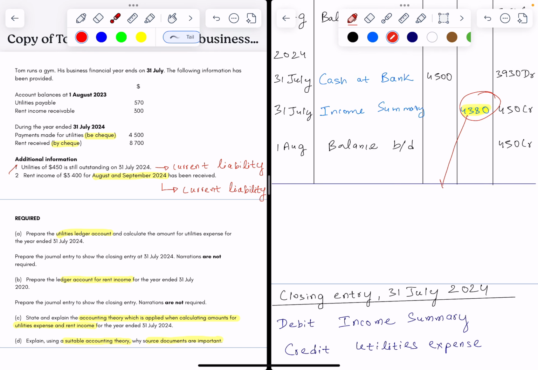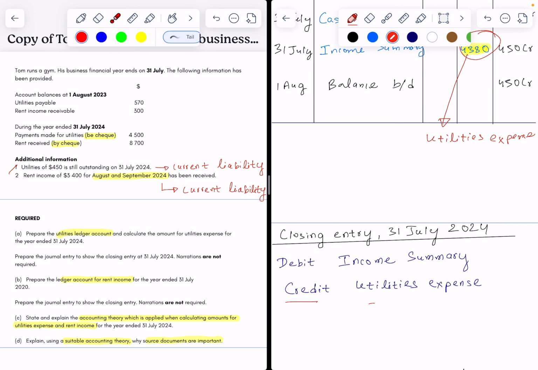All right. Now, when we prepare the closing entry for utilities expense, we have to reduce our expenses. If we are reducing our expenses, what do we do? Expenses by default are debited, which means when they increase they are debited. Now that we have to reduce it because we are transferring it to the income summary account as part of our closing entry, we have to credit it, which refers to the fact that we are reducing this utilities expense. So that's why we are crediting utilities expense by $4,380, with the corresponding debit entry being the transfer to the income summary account of $4,380.